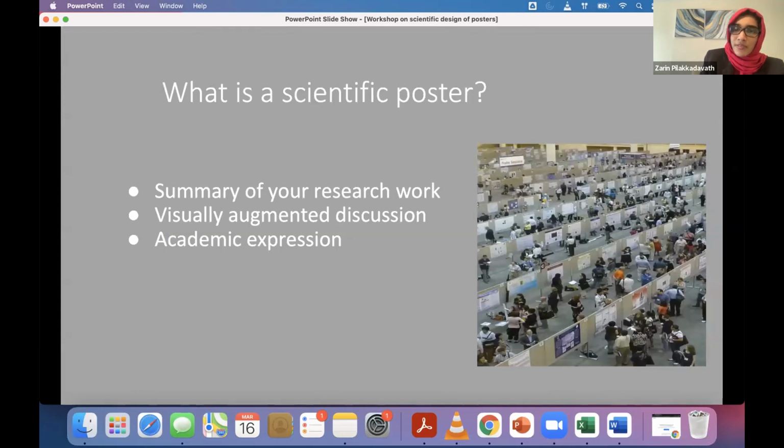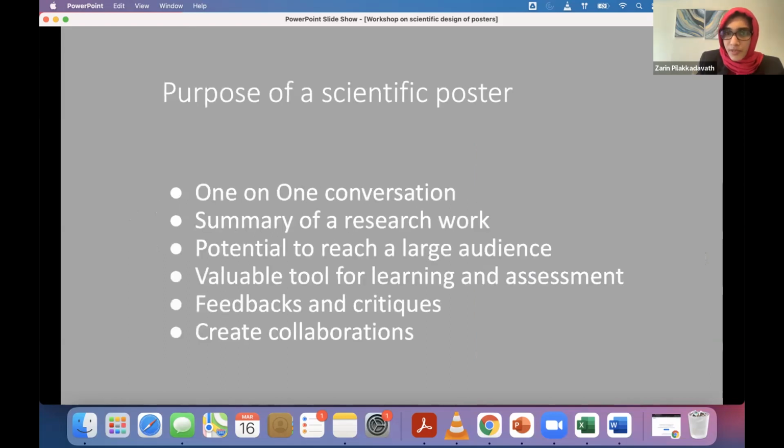So coming to what is a scientific poster, all of you attending this session will know how a scientific poster differs from the normal posters that we see around. So it's basically a visual presentation of the summary of your research work. It is the academic expression of the work that you have done on something that has aroused your interest. And this message has to be conveyed to the viewers.